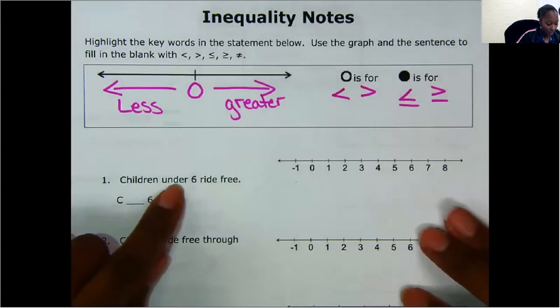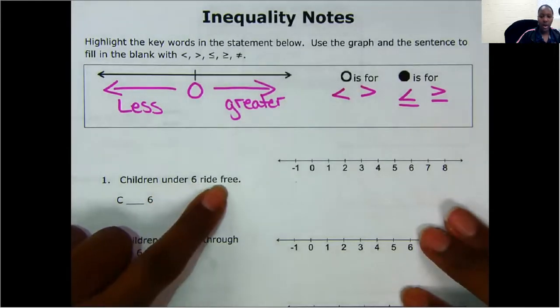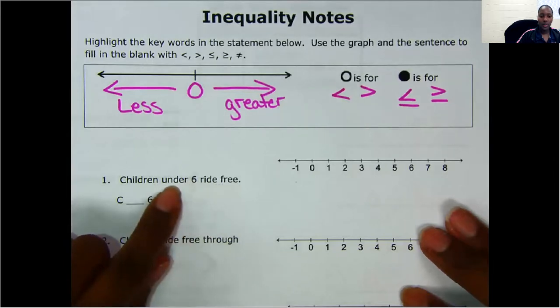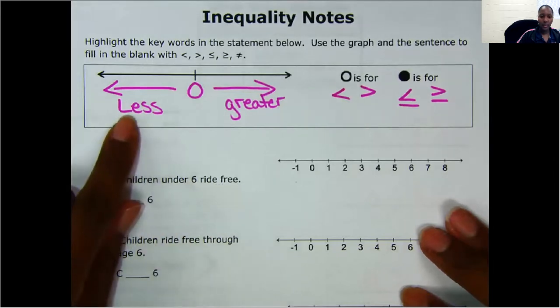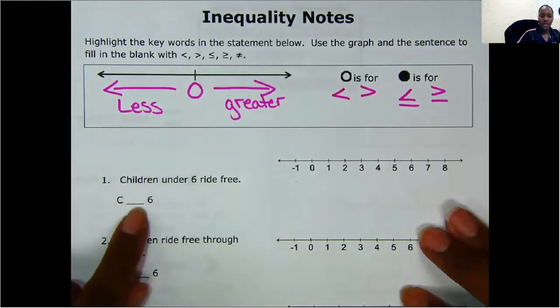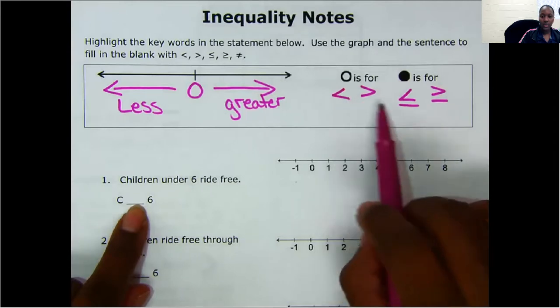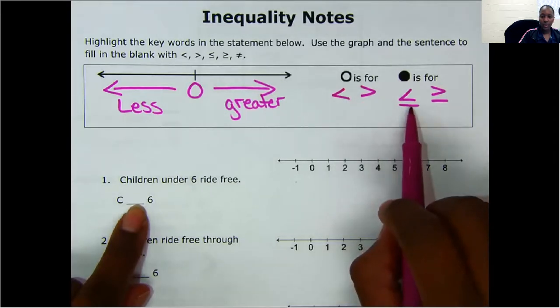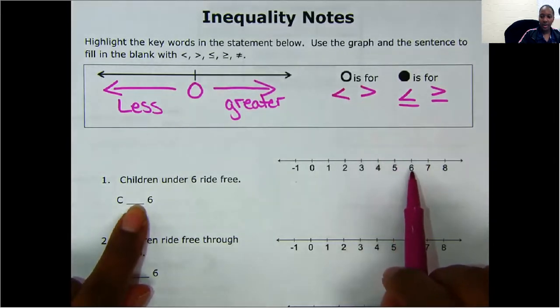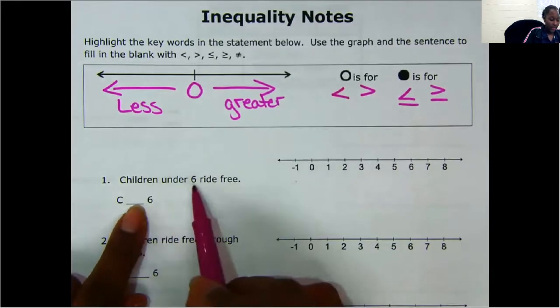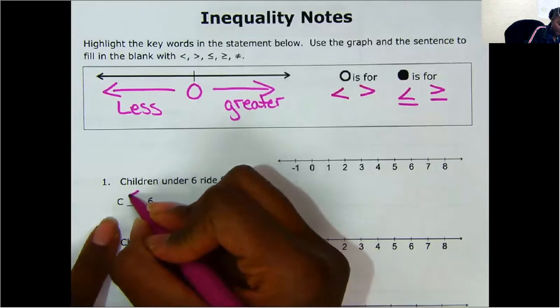Children under 6 can ride free. Under means I'm less than. Okay? I need to determine, is it the less than symbol or the less than or equal to symbol. So let's find 6 on my graph right here. Here's 6, okay? It has to be less than 6, we know that.